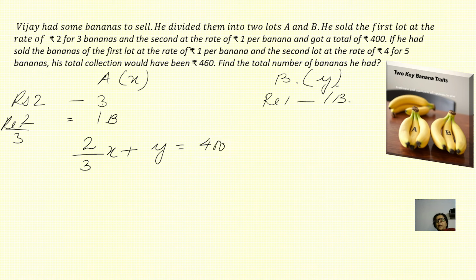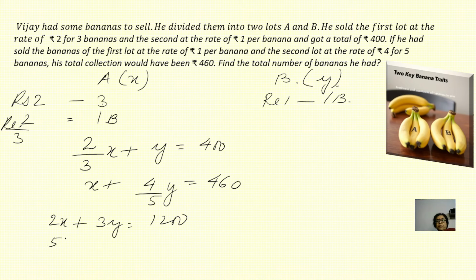In a similar way, in the second instance, he's selling the bananas of the first lot at 1 per banana, that means X, and the second lot at 4 for 5. That means for Y bananas, the total will be 4/5 Y, so X plus 4/5 Y is equal to 460. Now we can simplify this. We'll get 2x plus 3y is equal to 1200, and this will become 5x plus 4y is equal to 2300.